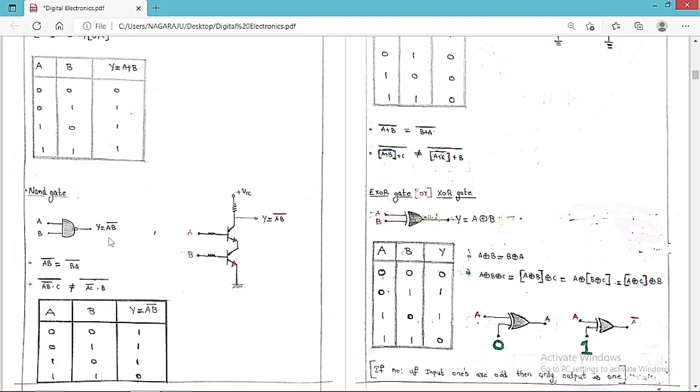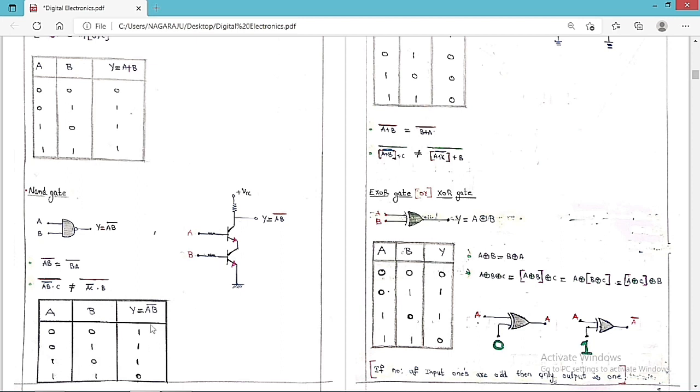So this is called the expression of the output. Now if you want to see it clearly, let me try the truth table. We get Y = (A·B)′. For 0 0 we get 1, because for 0 0, A·B = 0, and its complement is 1. For 0 1, A·B = 0, and its complement is 1.